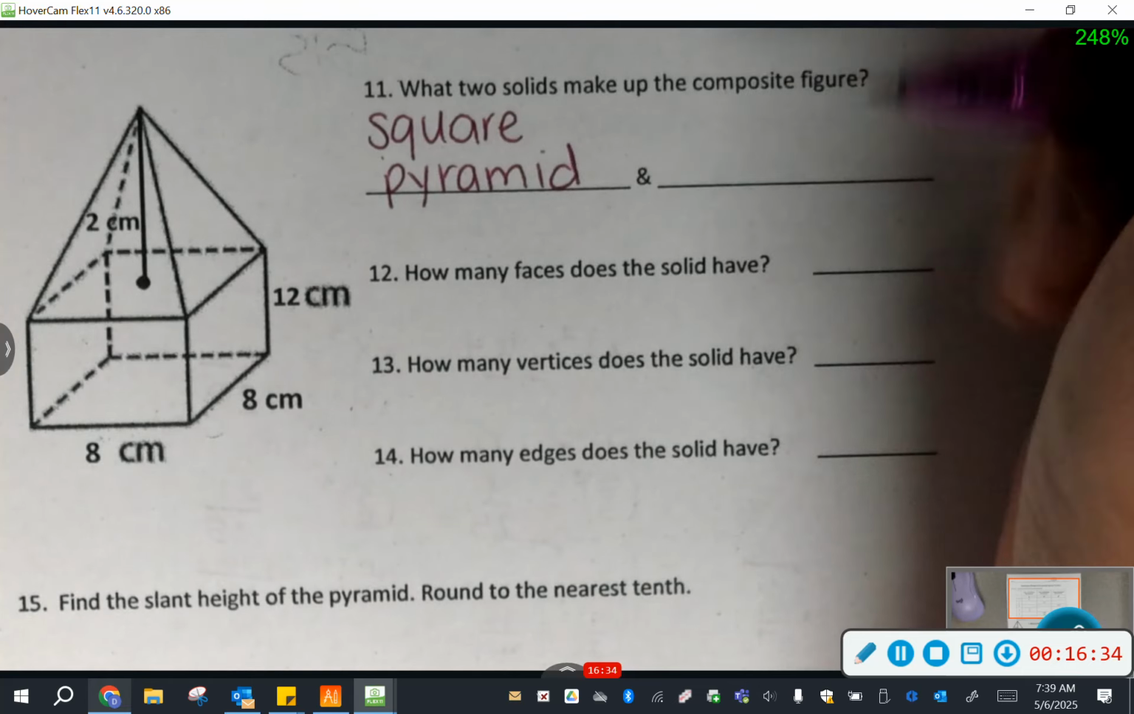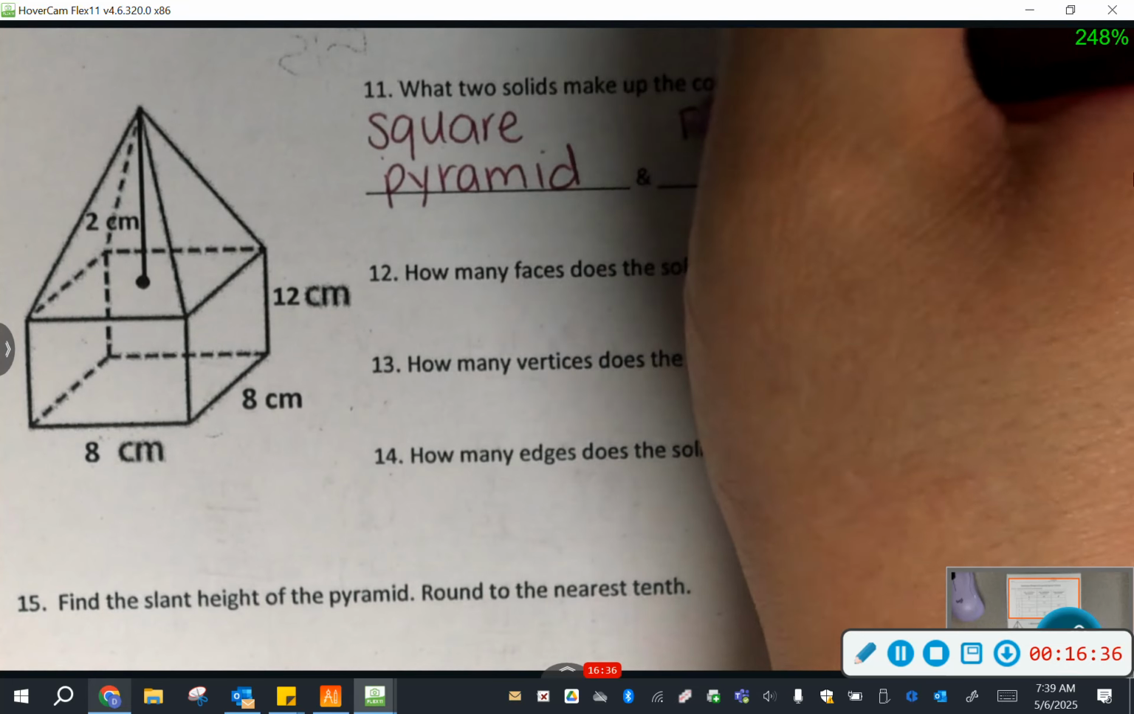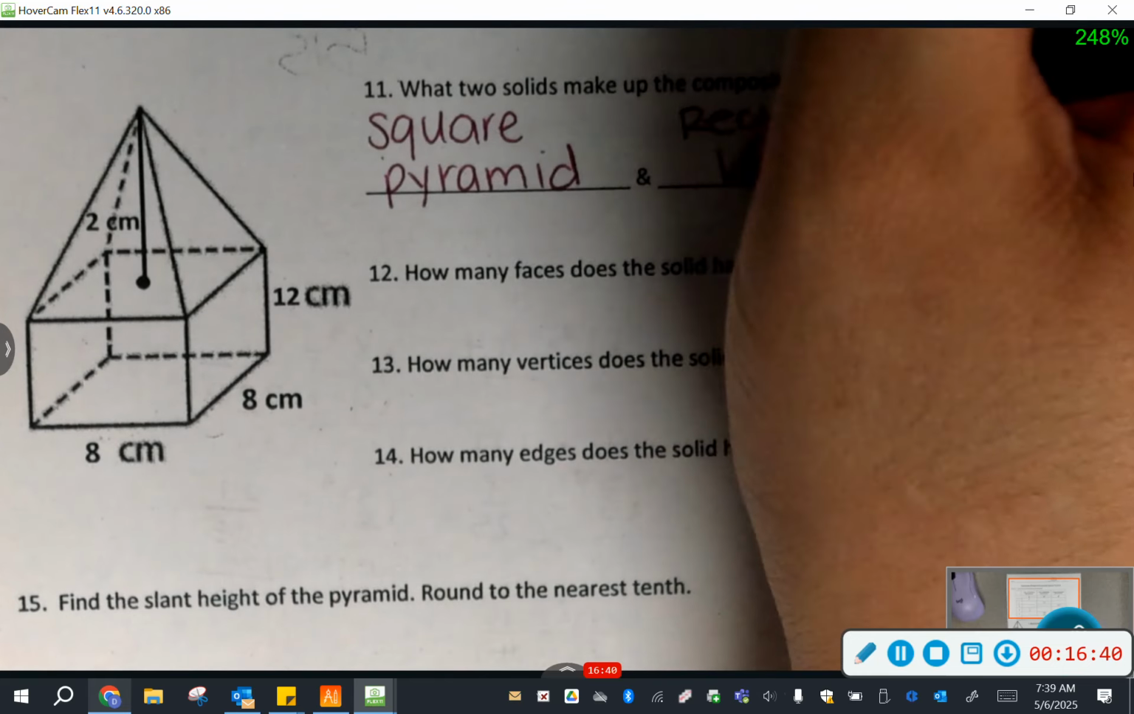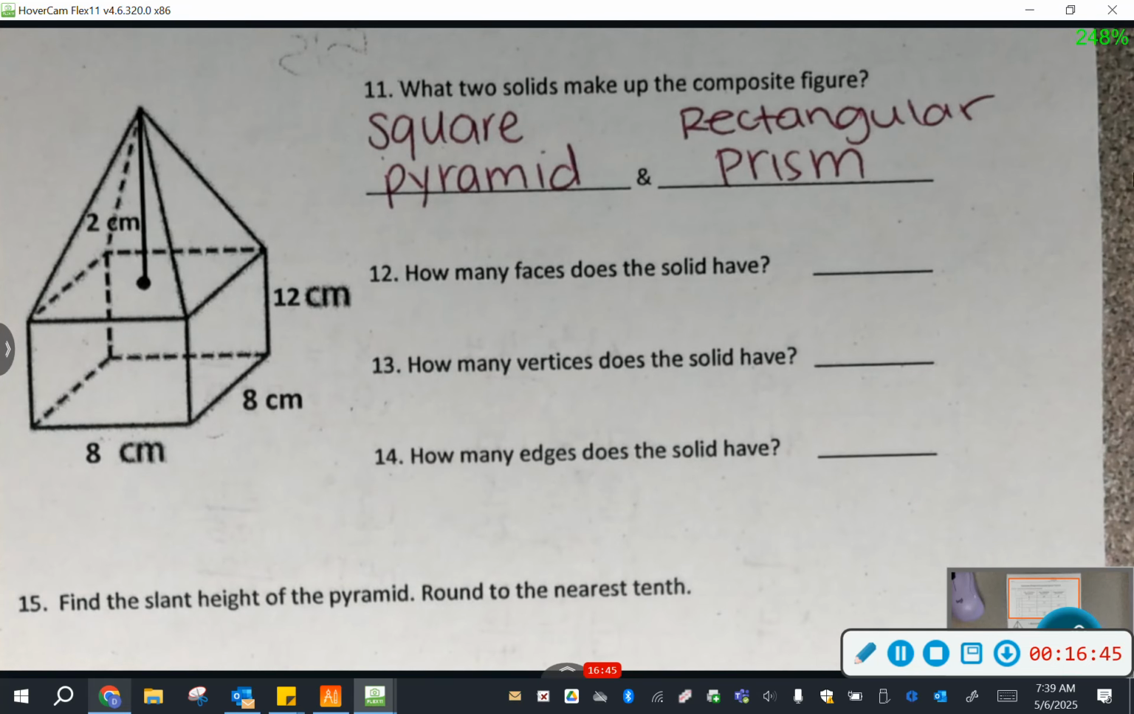Honestly, I don't like the word square prism. I'm going to keep it rectangular prism. I guess square prism might work, but it's a little, yeah. How many faces does this have? How many flat surfaces on the outside would you count?